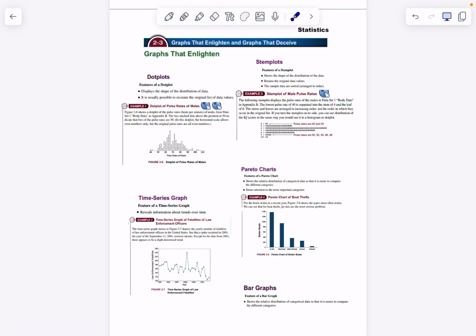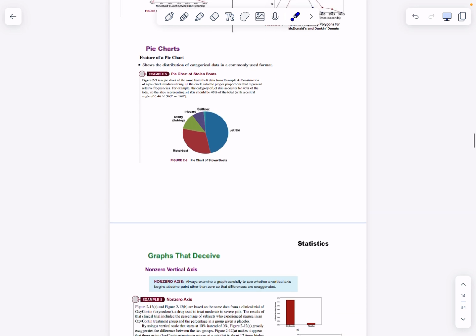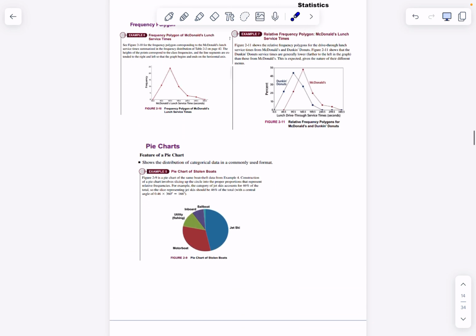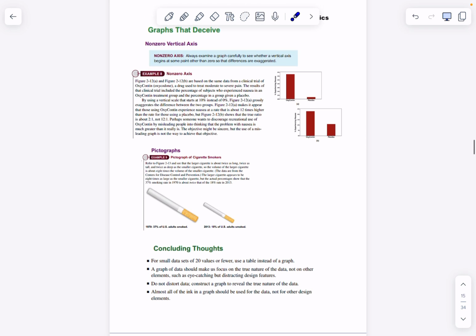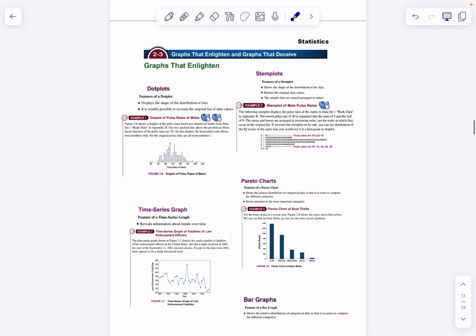Okay, all you people who are watching this, I'm going to go through not very much of section 2-3 notes. We're going to go through just this first page and talk about it. It won't take very long, but then we'll save frequency polygon, pie charts, all that stuff, graphs that enlighten, graphs that deceive, for tomorrow. So we'll just go through this first page.